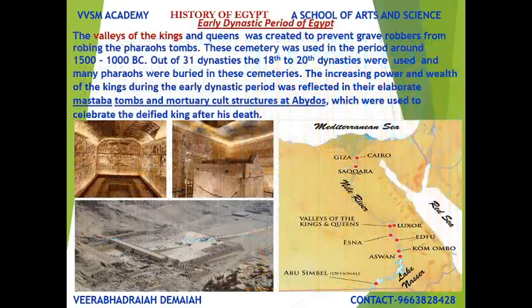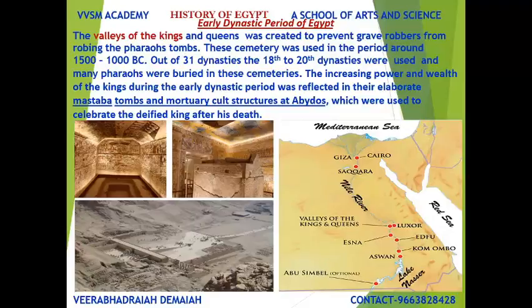Well, the Valley of the Kings and Queens was created to prevent grave robbers from robbing the pharaohs' tombs. In those days, grave robbers were crazy and greedy for the valuable things, the gold ornaments and other treasures buried with the pharaohs after their death. So they wanted to rob the tombs.